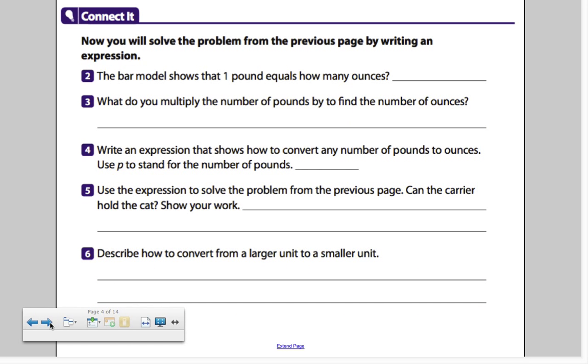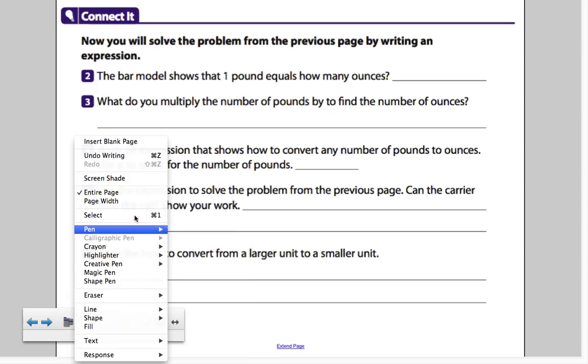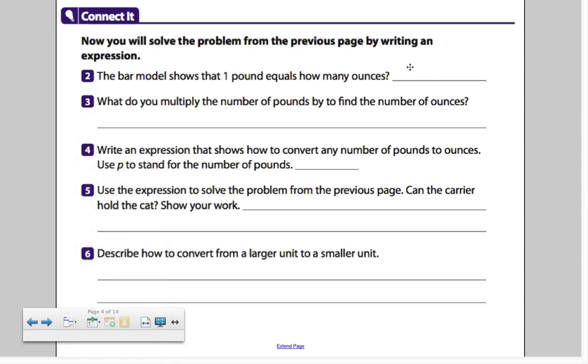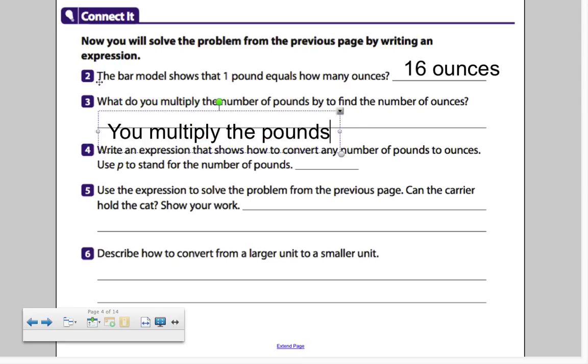Let's look at the actual questions on page 211. The bar model shows that 1 pound equals how many ounces? Let's see if you remember this and didn't have a brain fart while we were doing this. Try not to look back. Try to use your own memory. 1 pound is how many ounces? 16 ounces. What do you multiply the number of pounds by to find the number of ounces? One sentence answer, no problem. You multiply the pounds by that magic number, 16.